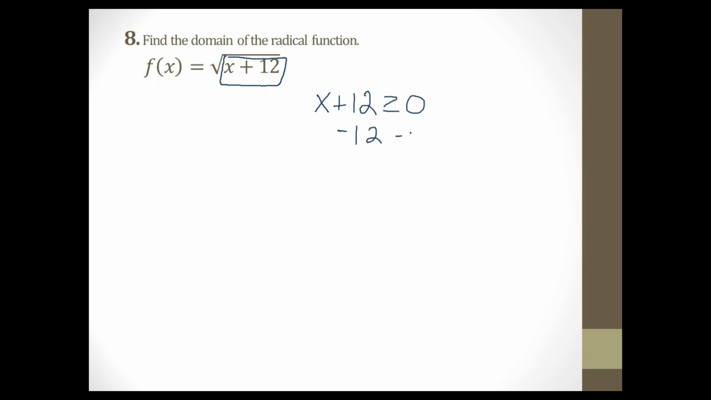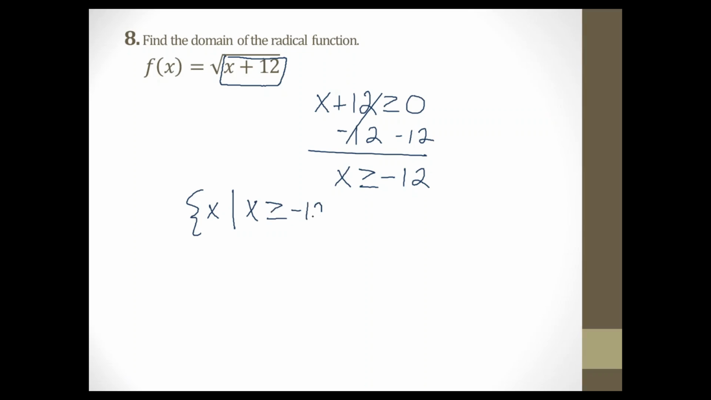So if we subtract 12 on both sides, we'll have x is greater than or equal to -12. So that's going to be our domain. So if we're writing it in set notation, we would write it like this. So all values for x such that x is greater than or equal to -12.